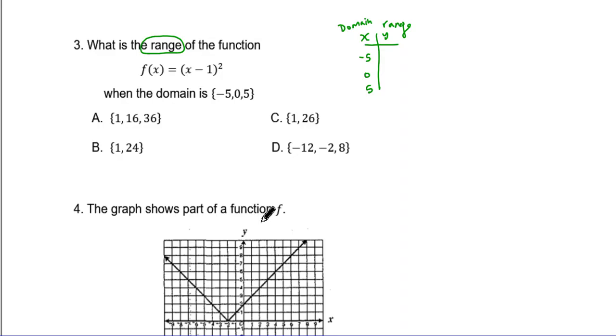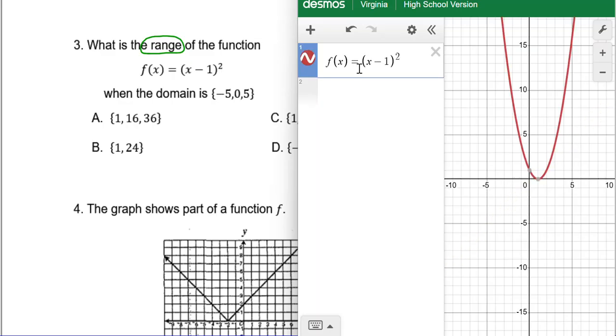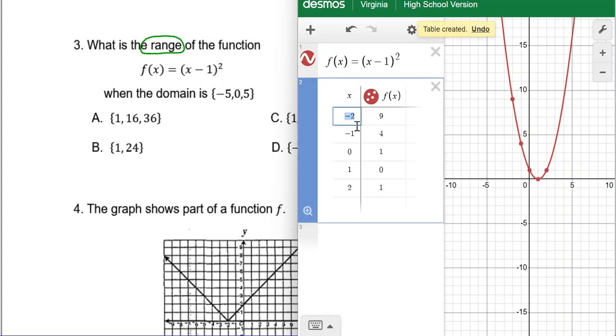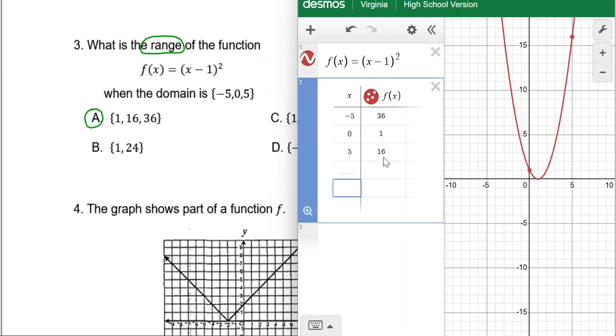I'll go ahead and put this one in Desmos, because in Desmos I can change it to a table. So I'm going to put in the function f of x equals x minus 1, copy it just the way it is, and then turn it into a table. Change the domain to what I want, negative 5, 0, and 5. I'm going to take these off. And then there's your range, 36, 1, and 16. When they write it in set notation, they'll put it in increasing order. So they put it in order, but these are the numbers we want to check for.